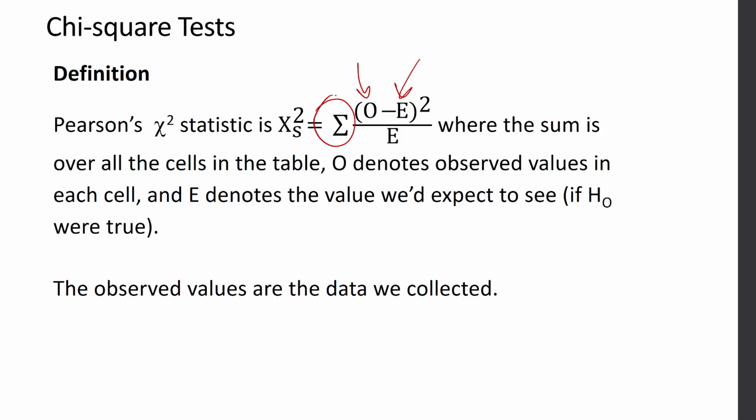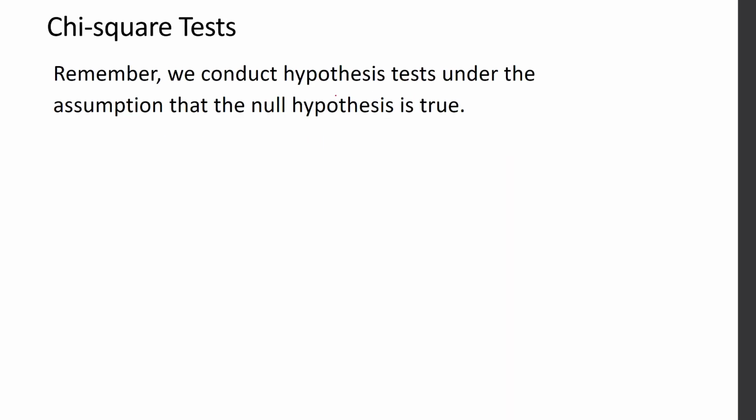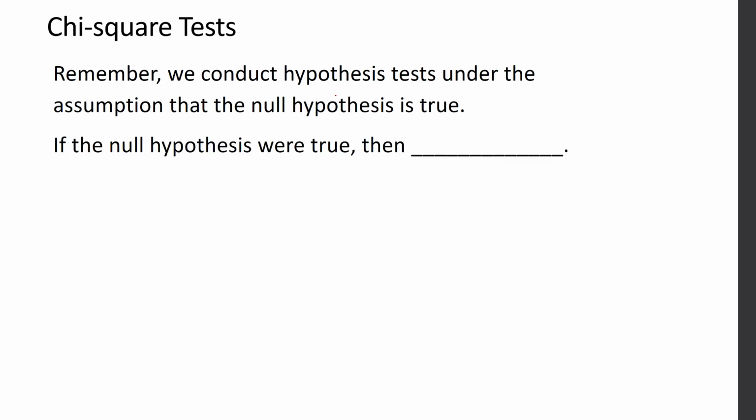Now, we have the observed values, the O's, that's the data that we collected. That's the data in the table. But how do we calculate those E's, those expected values? Well, remember, when we're conducting a hypothesis test, we assume that the null hypothesis is true. If the null hypothesis were true for us, then the probability of saying yes, given that you're from group 1, in this case the pilots, equals the probability of saying yes, given that you're from group 2, that you're a member of the general public. So P1 would equal P2.